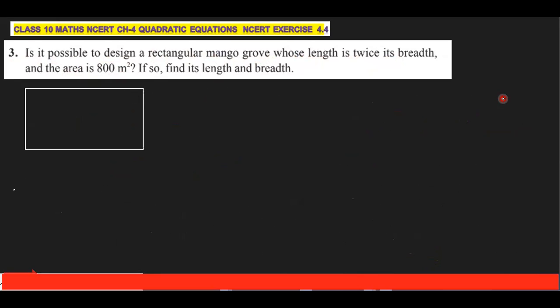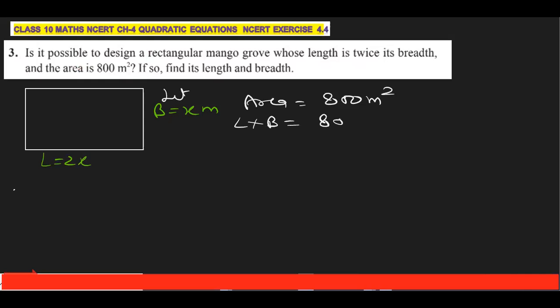Let the breadth be x meters and the length be twice x meters. We know that the area is given as 1800 meter square. Area of rectangle is given by length into breadth, that is 1800 meter square. So x into 2x is 1800 meter square. 2x square is equal to 1800 meter square.